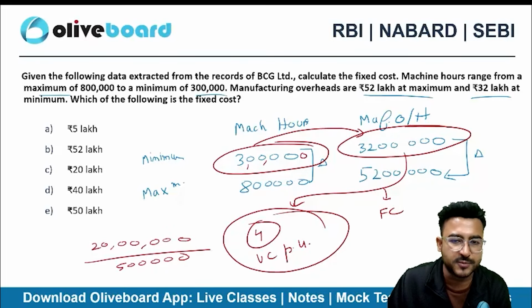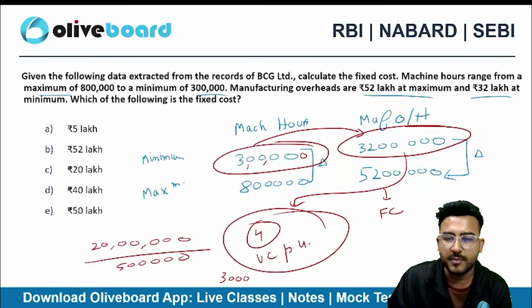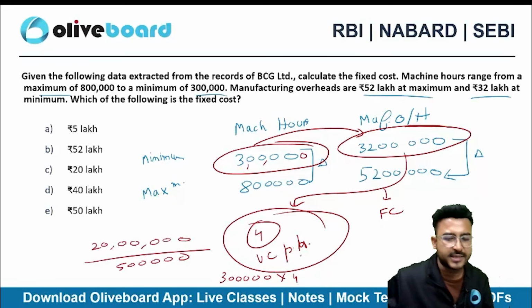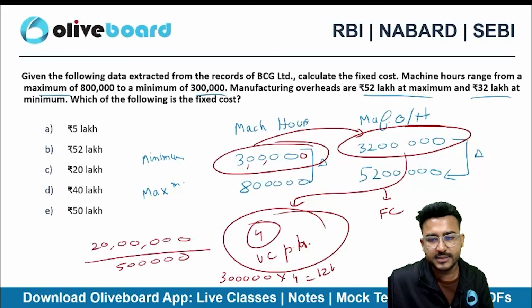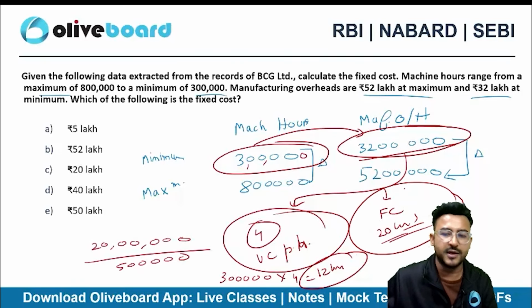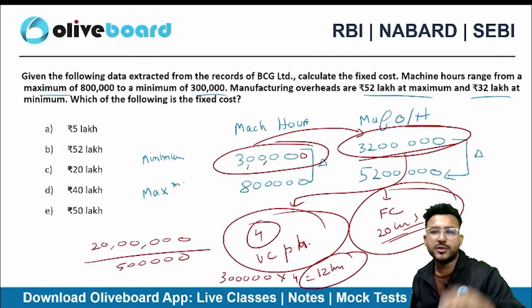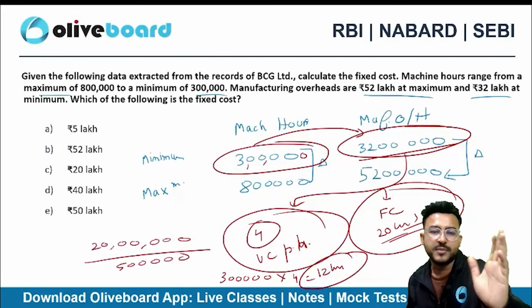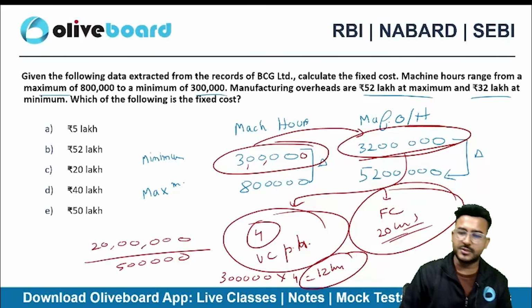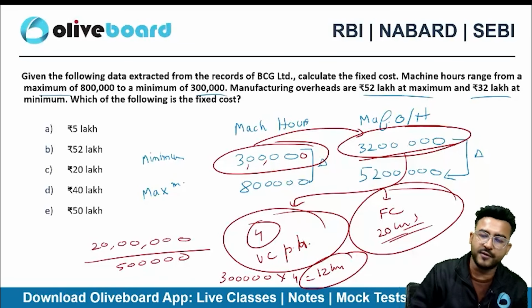What part of it is variable? 3 lakh hours multiplied by 4 per hour, so this gives me 12 lakhs. 12 lakhs minus 32 lakhs gives me 20 lakhs. Balancing figure, fixed cost. You can also cross confirm it from the 8 lakh machine hours, from the 52 lakh total cost, right? You can easily cross confirm from it.